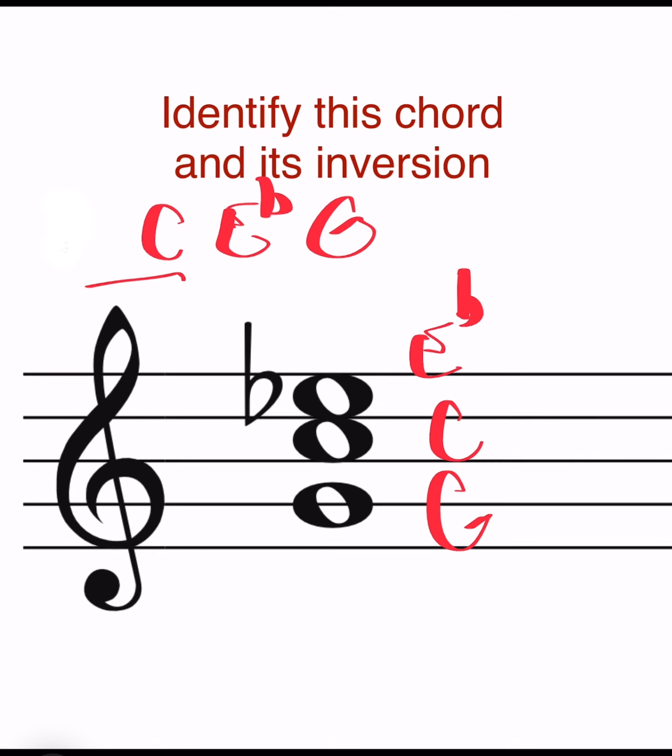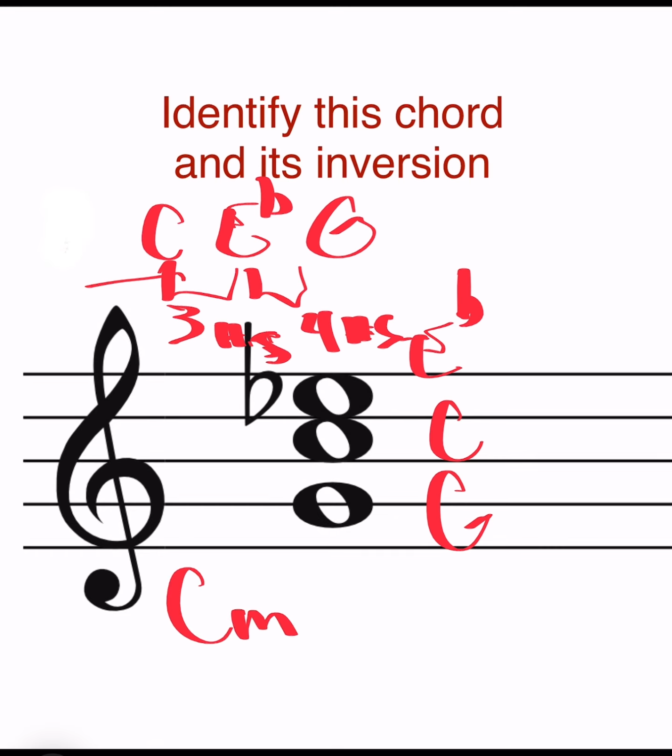Now to figure out the quality of the chord, major, minor, augmented, or diminished, we want to look at the number of half steps between the notes. We want to look at the intervals. C up to E flat is a total of 3 half steps, and then E flat up to G is a total of 4 half steps. So 3 half steps is the recipe for a minor third. 4 half steps is a major third. So minor third plus major third, that is the recipe for a minor chord. So the chord written here is C minor.